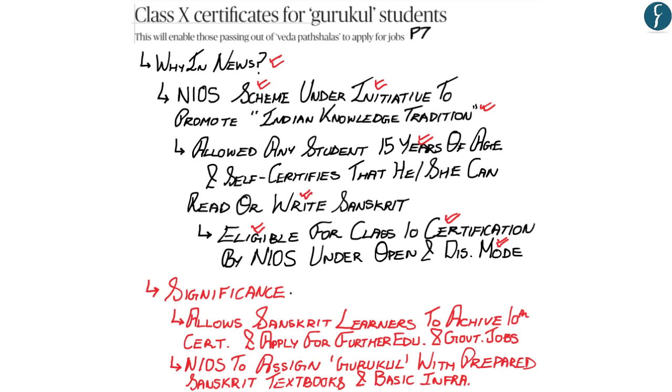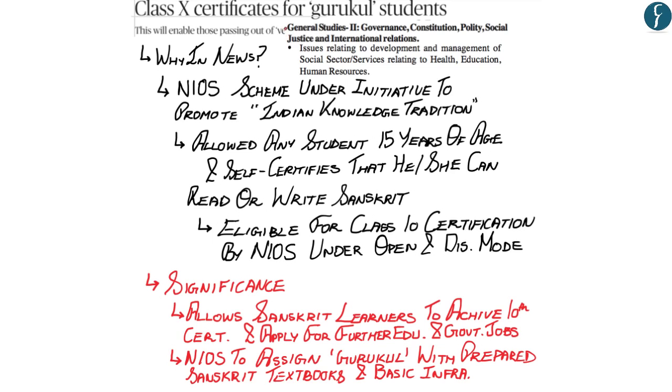Now, hopefully, up till here, you've also understood the significance of the recent decision of the National Institute of Open Schooling, or NIOS, wherein the scheme would allow Sanskrit learners to achieve a 10th certification and apply for further education, such as for class 12th certification, and also for government jobs where the minimum eligibility is a 10th certification. And moreover, NIOS would also assign a Gurukul which would have prepared Sanskrit textbooks and basic infrastructure for such students. With regards to the UPSC syllabus, the recent scheme of NIOS would be placed in GS Paper 2 in the subsection Issues related to development of social sector or services relating to education. And so now with this, we move on to the next article.